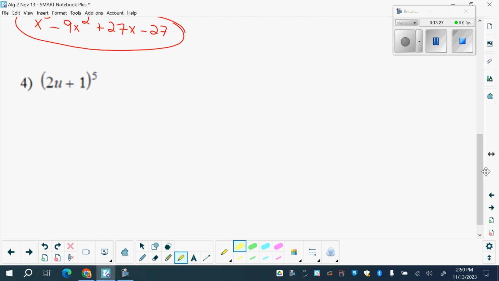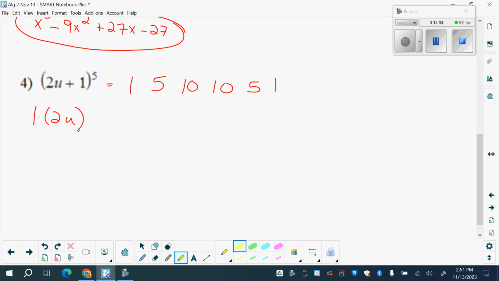Okay, what's different on number 4? The size of U, what U? 2U. So that's the first time we've got a coefficient in front of the variable. Same idea as the last one when we had that negative that we had to put in. We're still going to go 1, 5, 10, 10, 5, 1, fifth row. And instead of putting in a U, we're going to put in a 2U.